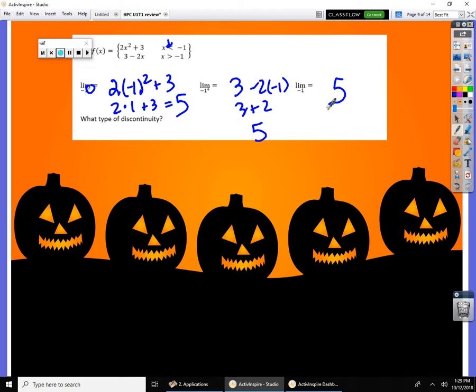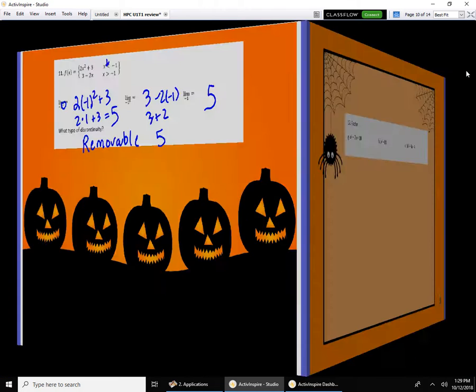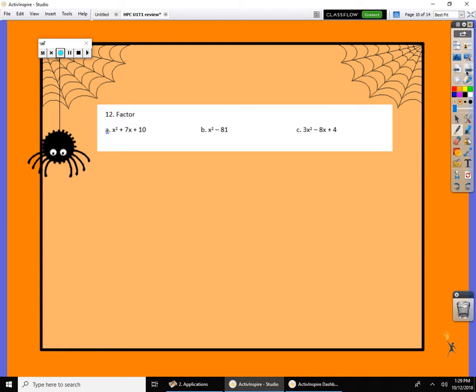Okay, so if the left and the right met up, what type of discontinuity would that be? It is removable. What happens if the left had been 4 and the right had been 2? What type of discontinuity is that? Jump. What if one of the limits I couldn't figure out because it made a 0 in the bottom? That's my infinity. If I can't solve it, that's my infinity ones. There's 3 types of discontinuity: removable, jump, infinite. Yep, okay, cool.